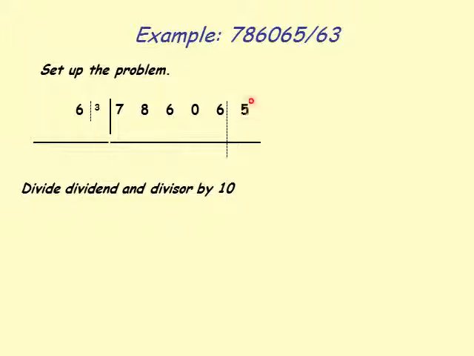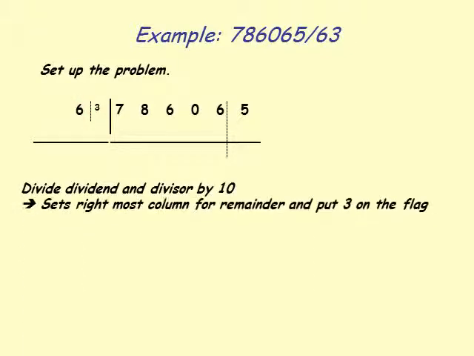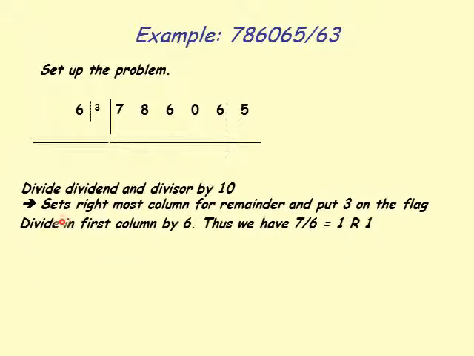We just did. So we got one column for the remainder out of the dividend, and we have a one-column divisor. The digit 3 is on the flag. We would ignore that in division. We would just divide by the first digit here, 6. Okay, let's continue here. Set up the right column for the remainder and put 3 on the flag. Okay, divide the first column by 6.